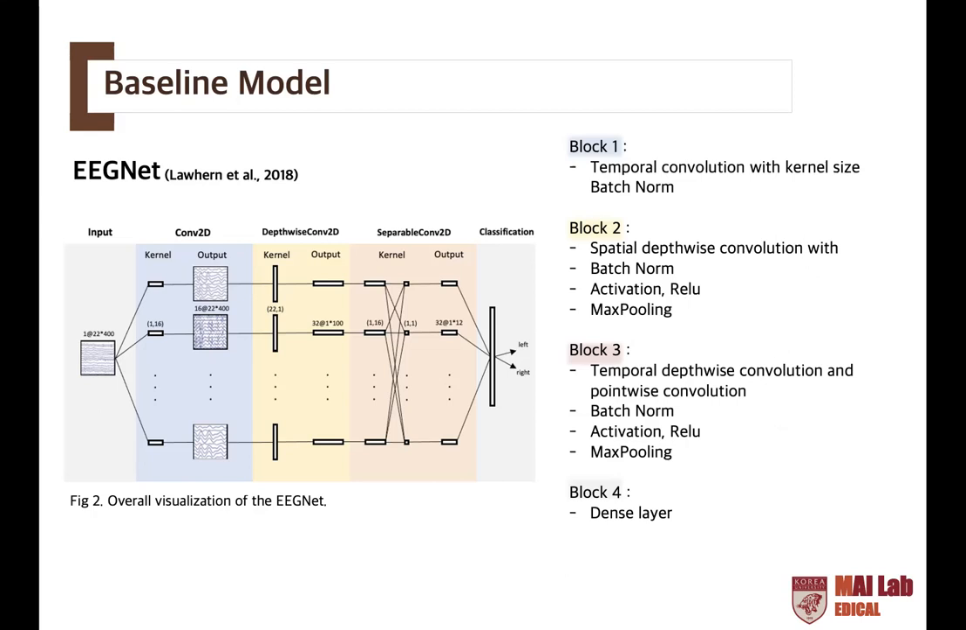In this project, I implemented EEGNet for the baseline, where EEGNet consists of 3 blocks for spectral, spatial, and temporal feature extraction. The detailed information of the network and implementation is uploaded on GitHub, so please refer to it.